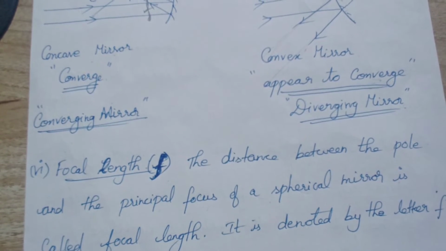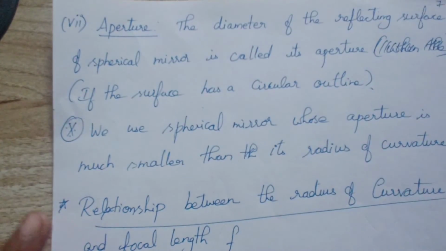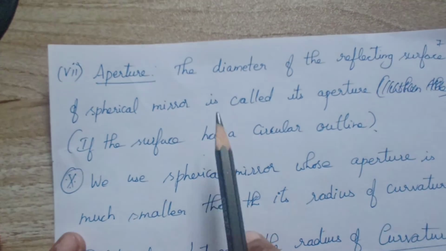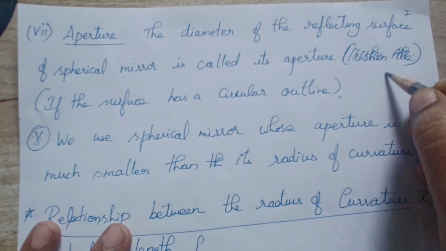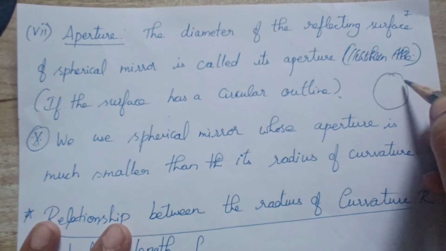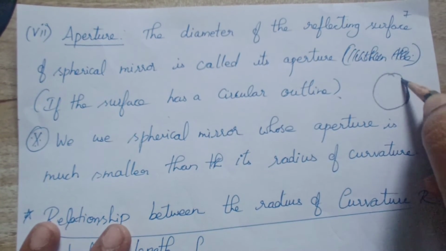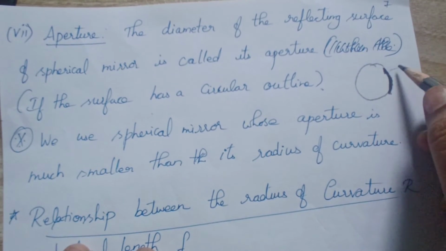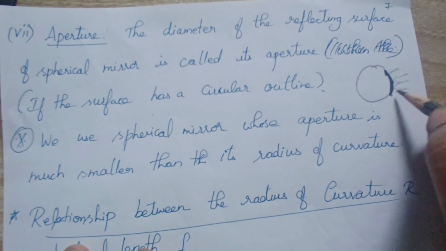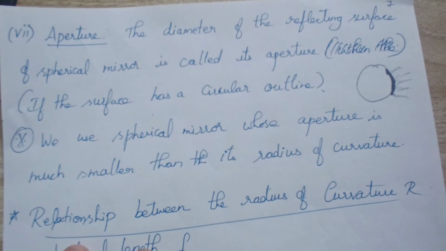a spherical mirror. Right. And the last part of this spherical mirror is the aperture. Aperture is nothing but the reflecting surface of the spherical mirror. Reflecting surface means what? This is a sphere and this is a reflecting surface. Only in this part the light will be incident, right? So this is your aperture.